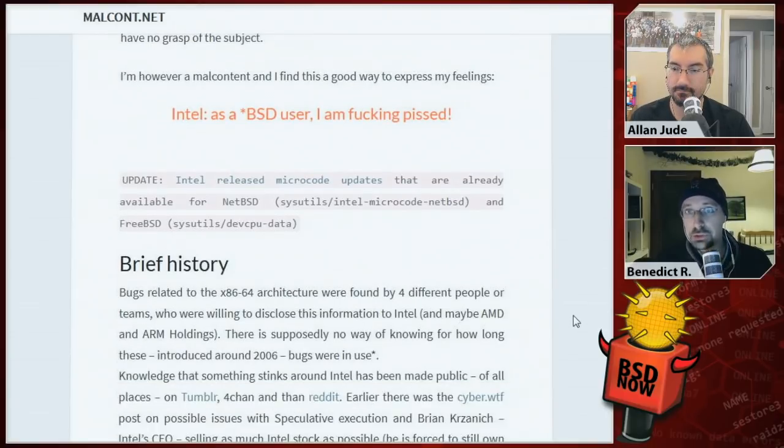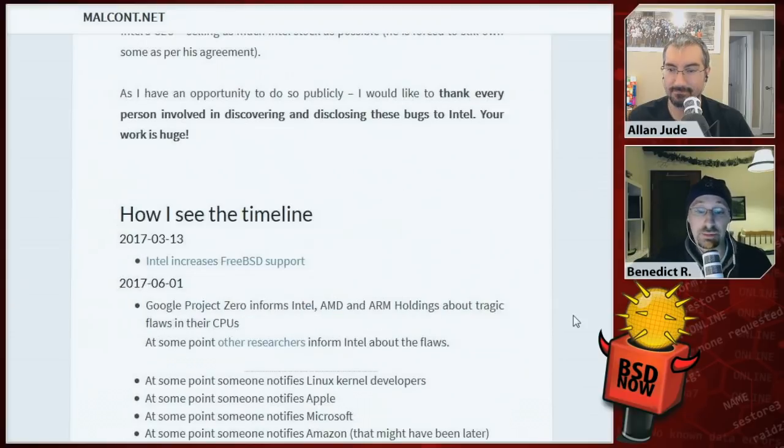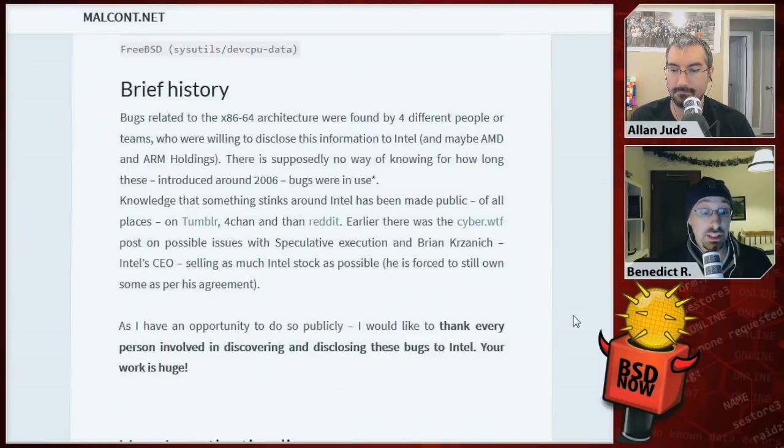So again, we're just reading the news here. This is not our views. Intel, he writes, "as a BSD user, I am FS checking pissed. Meltdown, Spectre, and BSD, the pissed part." Part of his work is Unix-like systems administration, including BSDs and Linuxes. "As much as I'm happy with Linux challenges already made, I am beyond pissed about how the BSDs were handled by Intel, because they were not."